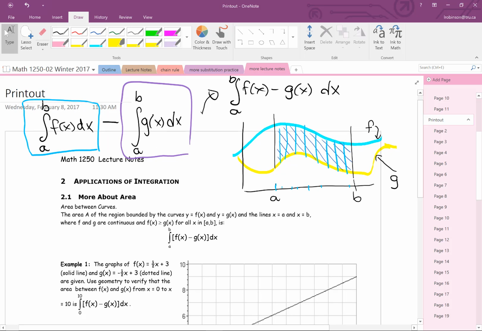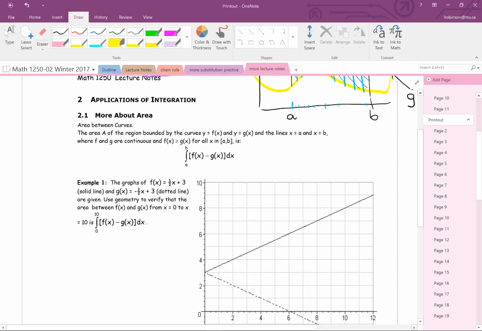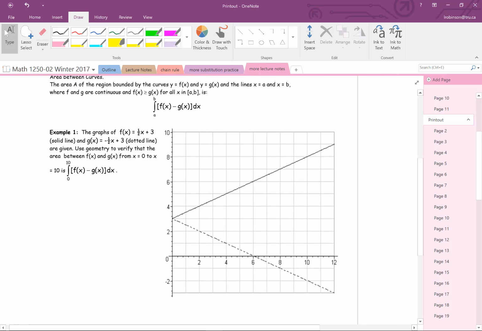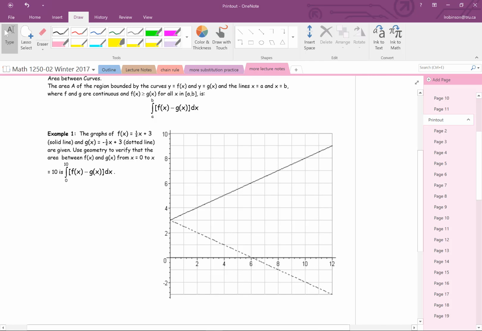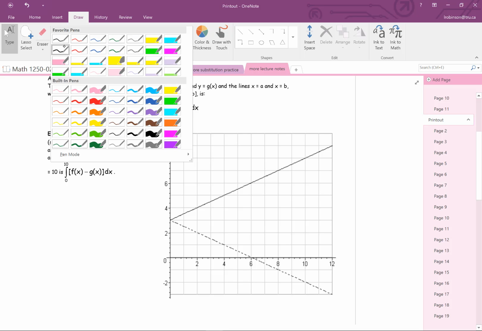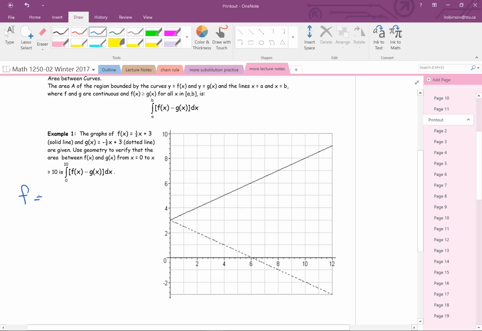Okay, so let's look at this first example here. In this one, we can actually do it by geometry to verify the result. So f is one half x plus 3. It's just a straight line right here. And g is minus 1/2 x plus 3. So it's this down here.